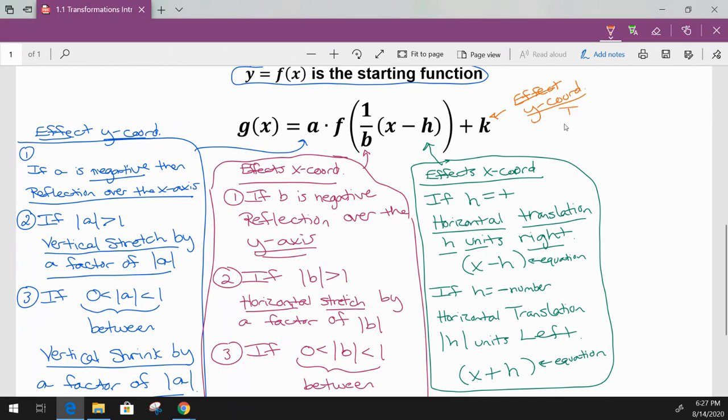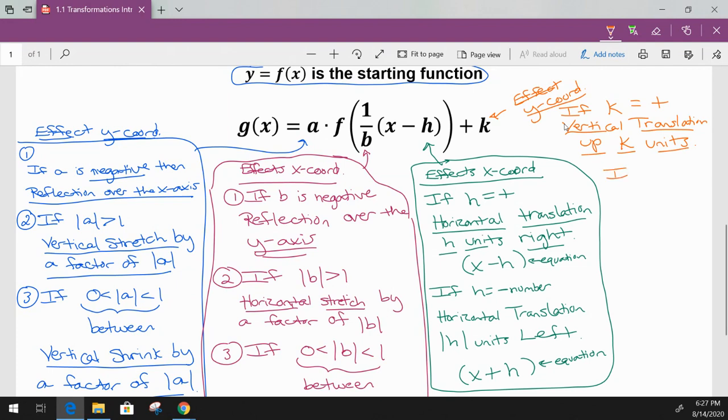If k is a positive number, then it's going to be a vertical translation up k units. So vertical translation up k units, or k units up. That's another way of saying it.